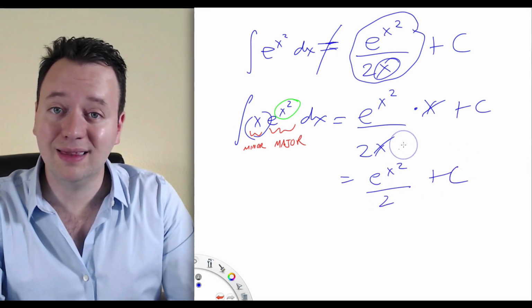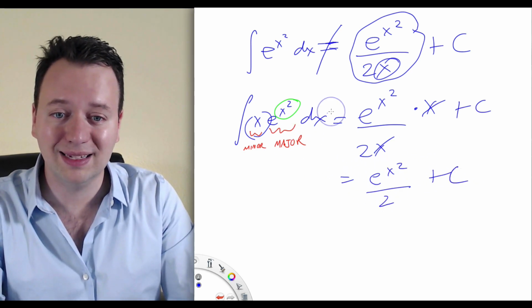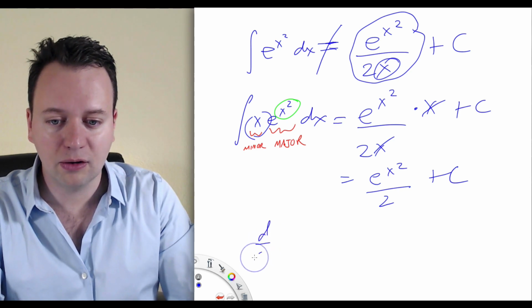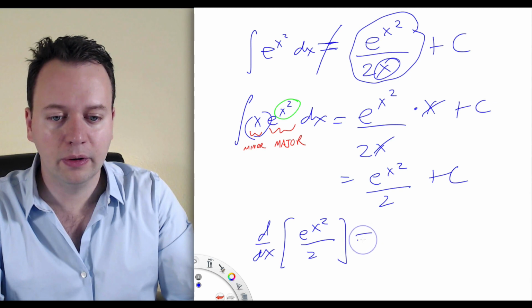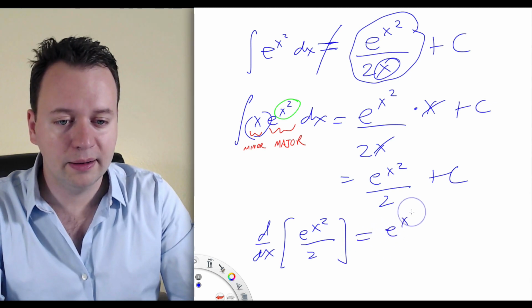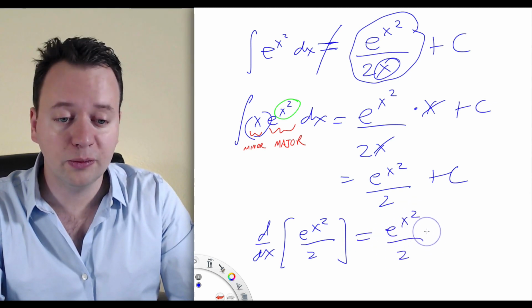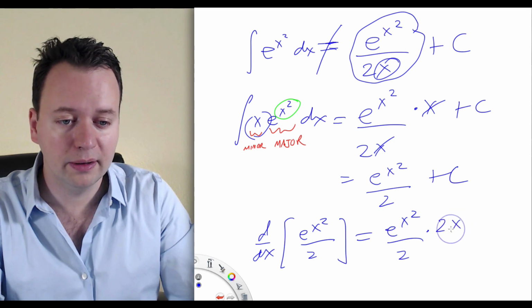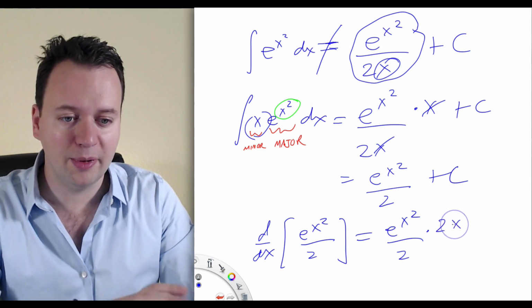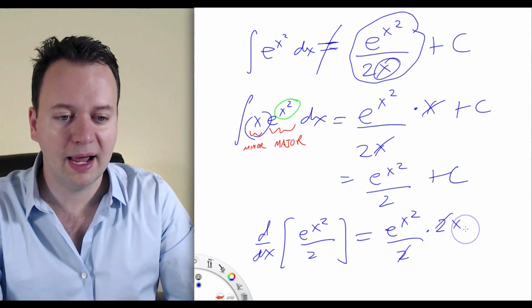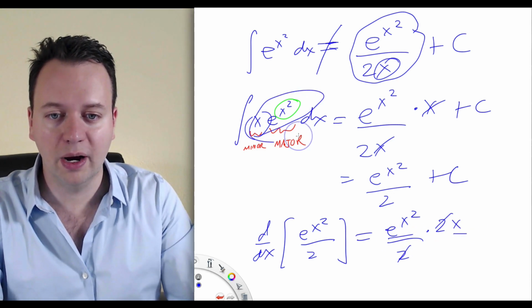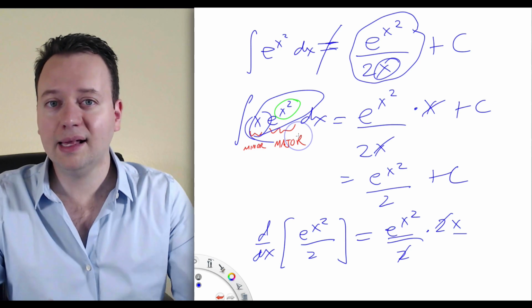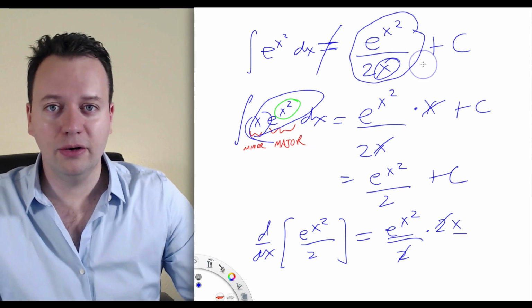And so I'm just left with e to the x squared over 2 plus c. And you can check this is the antiderivative of x e to the x squared. Because if I take the derivative of e to the x squared over 2, it's an exponential, I rewrite it, and then I multiply by the derivative of the exponent. So taking the derivatives, I multiply by the derivative of the inside. The 2's cancel, and I'm just left with x e to the x squared, which is what I'm integrating right here. So that's exactly how the major-minor method works.